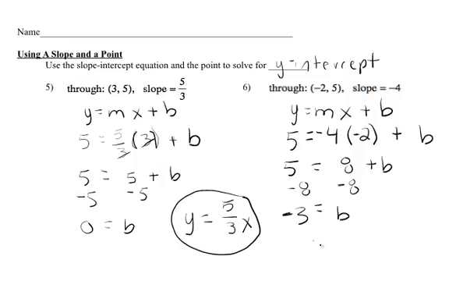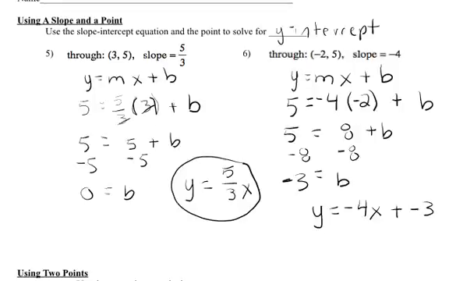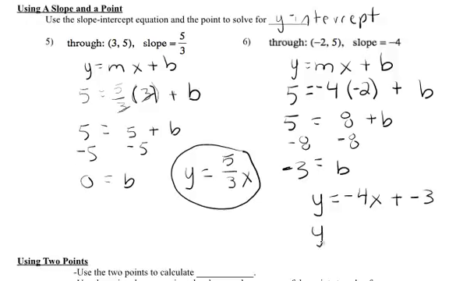So we plug that in. So we have y equals, our slope is -4x plus our y-intercept is -3. Now again, when we have a plus and negative, we can always rewrite it as y equals -4x minus 3.